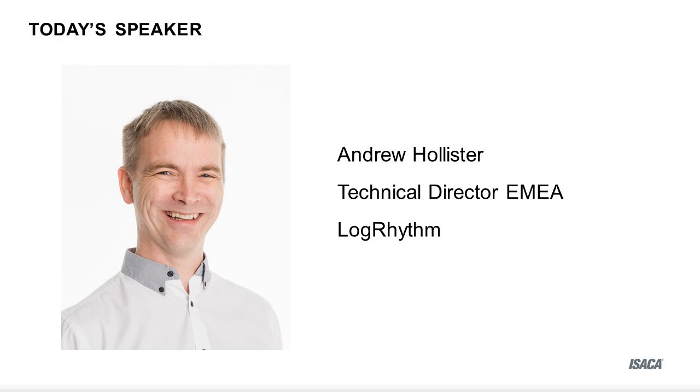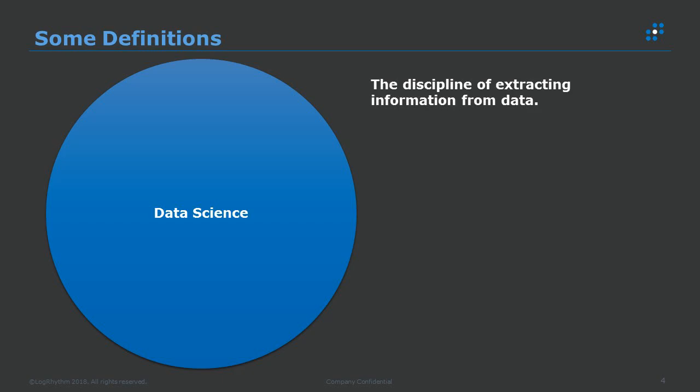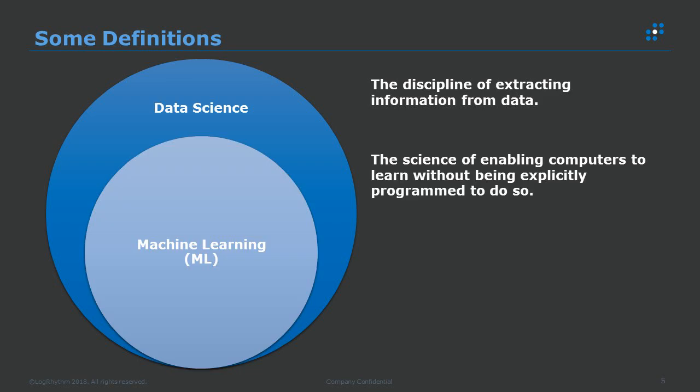So perhaps to get us started, maybe we'll just look at a couple of definitions so that we're at least using the same terms and we know we're talking about the same thing. Data science itself is the discipline of extracting information from data. Data science is really quite a broad field that also includes machine learning. And machine learning is really the science of enabling computers to learn without being explicitly programmed to do something specific. Much of what we've done with computers historically has been around giving them some instructions.